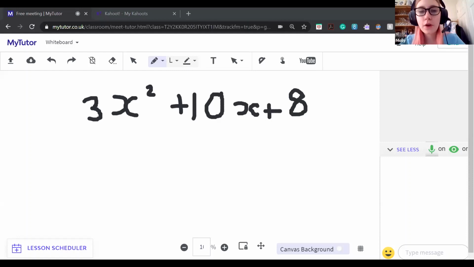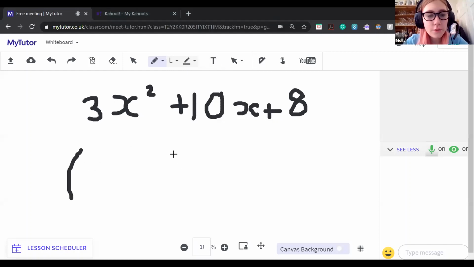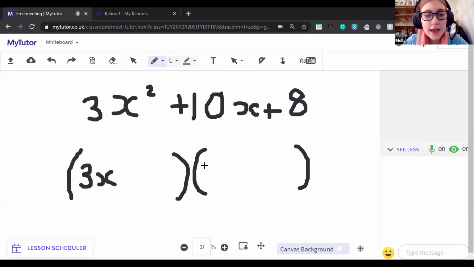Okay, cool. I'll go through this one. You can still carry on thinking while I do the beginning bit of setting up the brackets and things. So we set up our two brackets. And because it's a 3x squared, we know that it's got to be a 3x and an x.